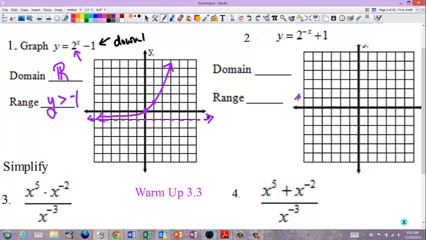This one moved up 1, 1 above, and the negative x flips it left to right, so instead of going over 1 and up 2 here, it's going to go over 1 and up 2 to the left. It's going to be this graph. Domain is all real numbers. The range is y is greater than 1.